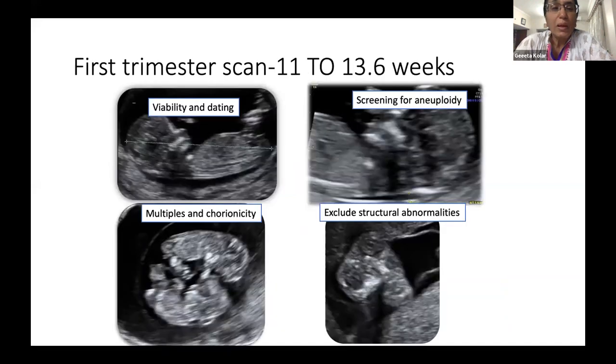So what are the advantages when we do a scan between 11 to 13 weeks, 6 days? What are the other advantages? First and foremost, you're able to date the pregnancy accurately, so that subsequently, when there are growth issues, you know that she's been adequately dated in the first trimester. Then you can screen for aneuploidy markers. If there is a multiple pregnancy, you can determine chorionicity, which is definitely important so that you can manage these pregnancies appropriately, and also exclude structural abnormalities. So this is the first window where we can pick up most of the structural abnormalities.